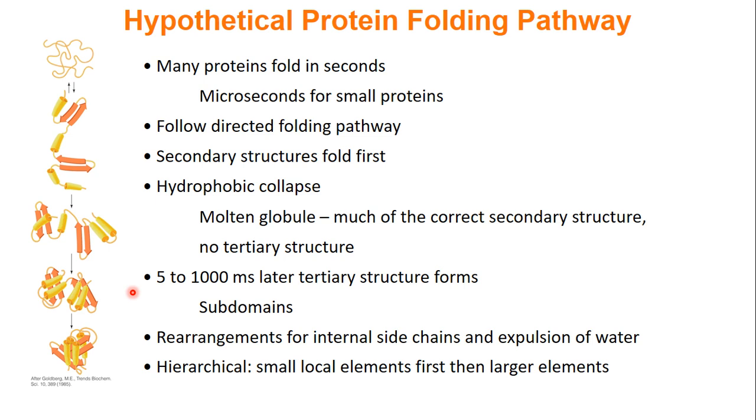After your molten globule stage, roughly 5 to 1,000 milliseconds later, your tertiary structure starts to form, and it does this by forming subdomains. And finally, you have rearrangement of internal side chains to get good van der Waals interactions, and you kick out any water from the core. The idea is that this is hierarchical. You have small local elements first, and then larger elements, kind of like what's going on in this picture. You have your spaghetti, you form secondary structure, and your secondary structure starts to collapse into a folded protein. That is kind of what we're talking about here.